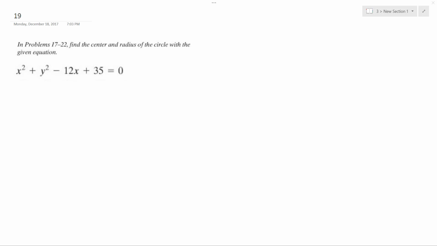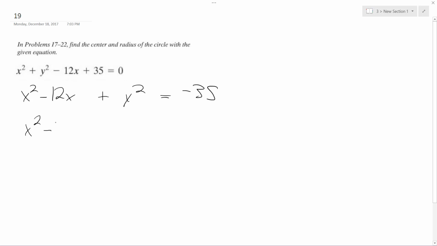We want to find the radius of the circle given an equation. So what we're going to do, center and radius, I'm just going to put this in standard form. So x squared minus 12x, and then I'm going to get the y and x components separate, y squared, and I'm going to move the 35 to the right side. All right, so what I'm going to do is complete the square with x.